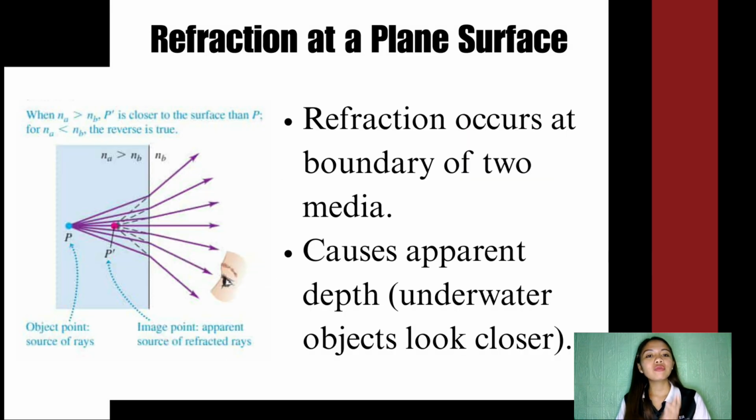Finally, let's talk about refraction at a plane surface. Refraction is the bending of light as it passes from one medium to another. For example, from air into water or from water into air. This bending happens because light travels at different speeds in different materials.